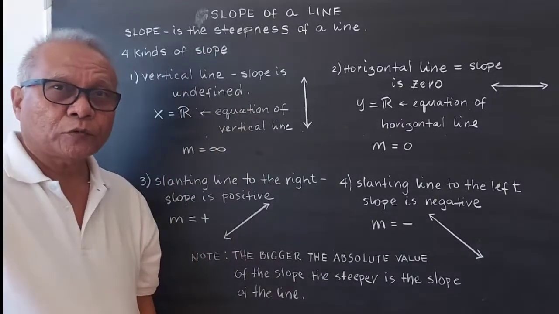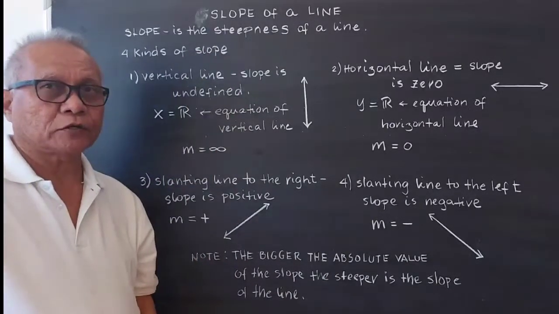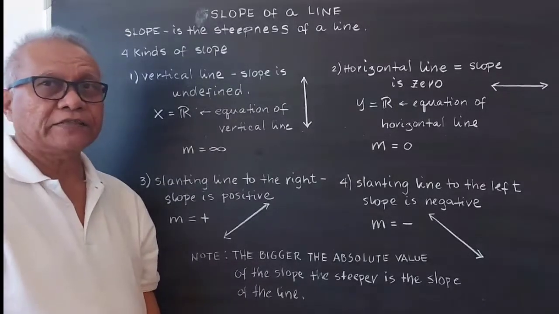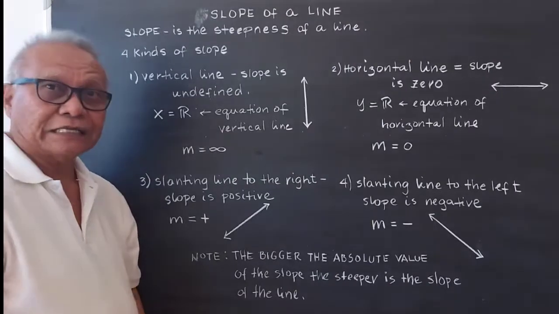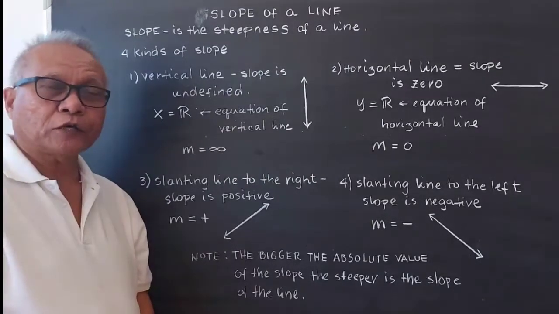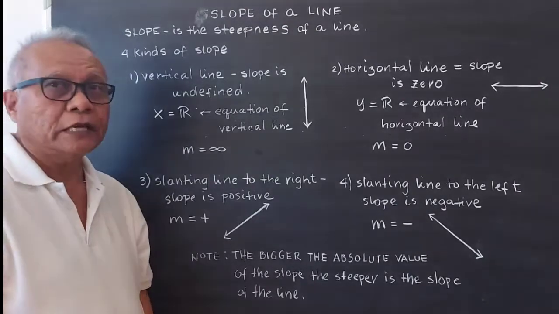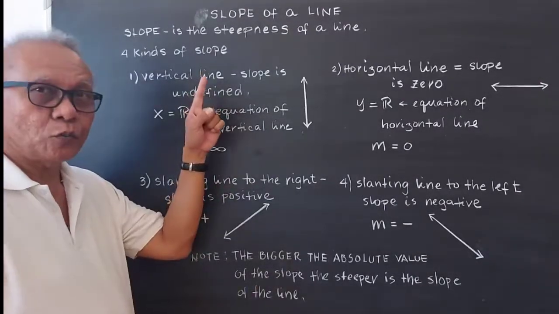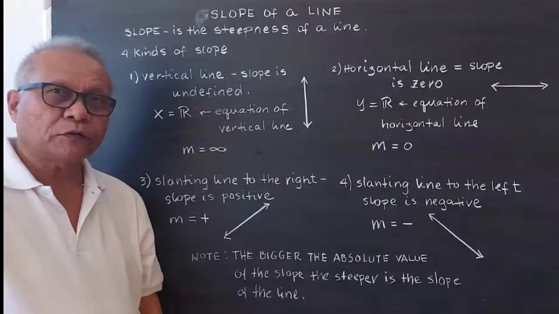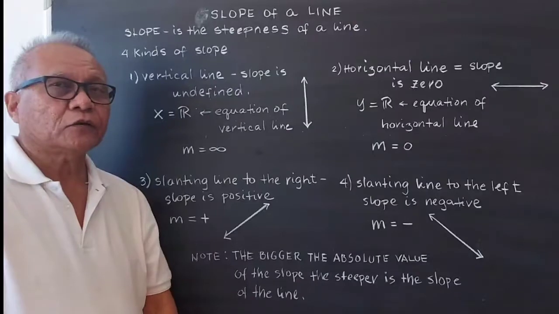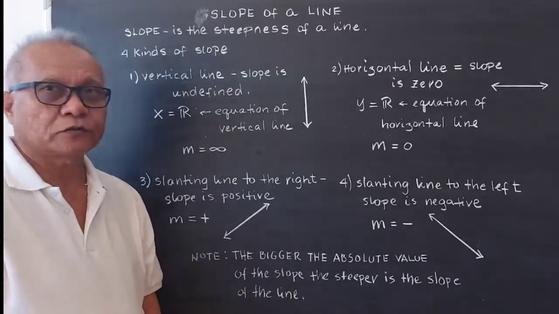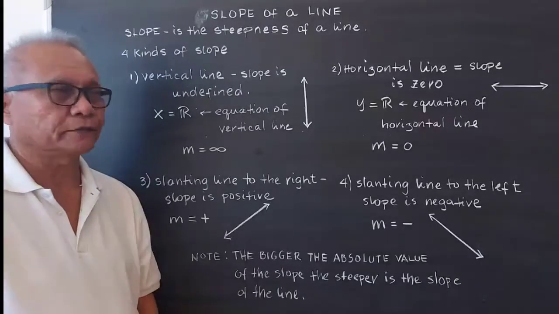Slope is very important in linear equations because if we are going to plot our linear equation, we need the slope. If we have the graph and we want to form the equation of our linear equation, then we need the slope. So the first thing that we are going to do if we want to study linear equations is to study and learn about the slope of a line.